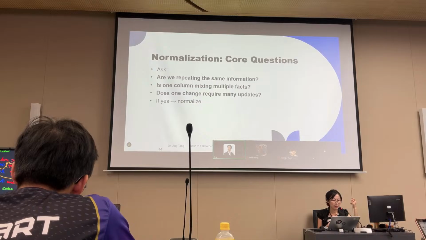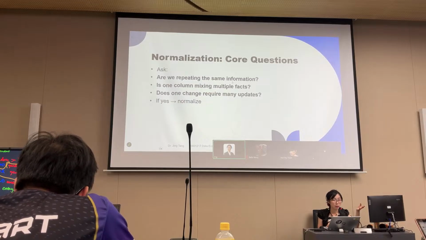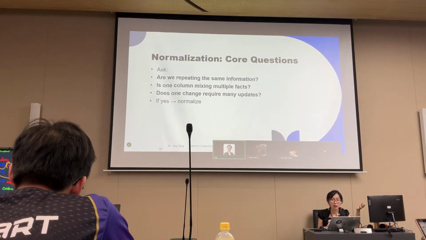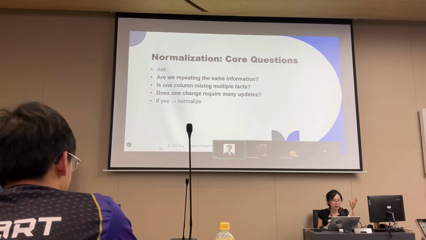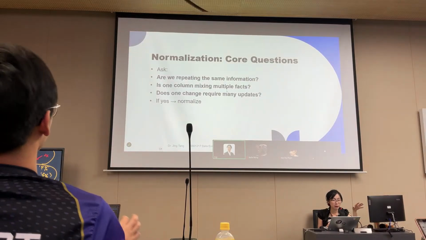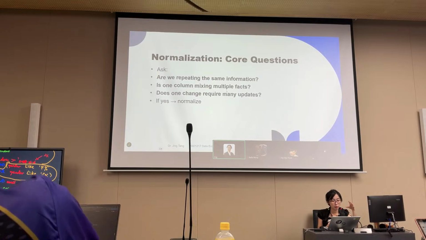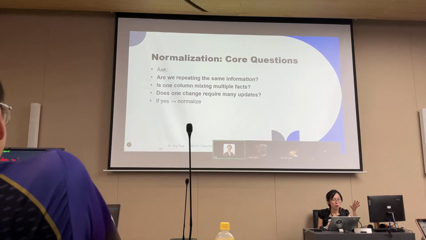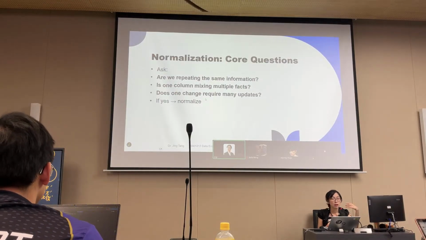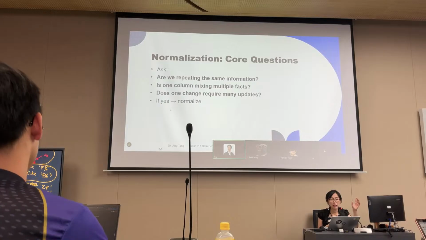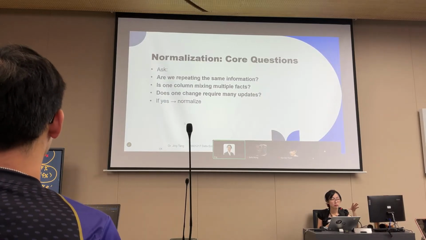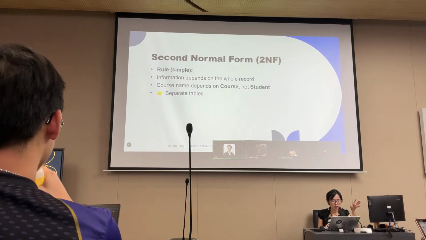So the core question is: are we repeating the same information, such as the email? Are you repeating the email for the same person? Are you repeating the price for the same product? Does the column mix multiple facts? Do you have some data related to students and some data related to products? If you want to update the price of a product, will it cause many updates, so you need to update many rows? If you have this kind of question, you need to normalize. So be careful, check your duplication.